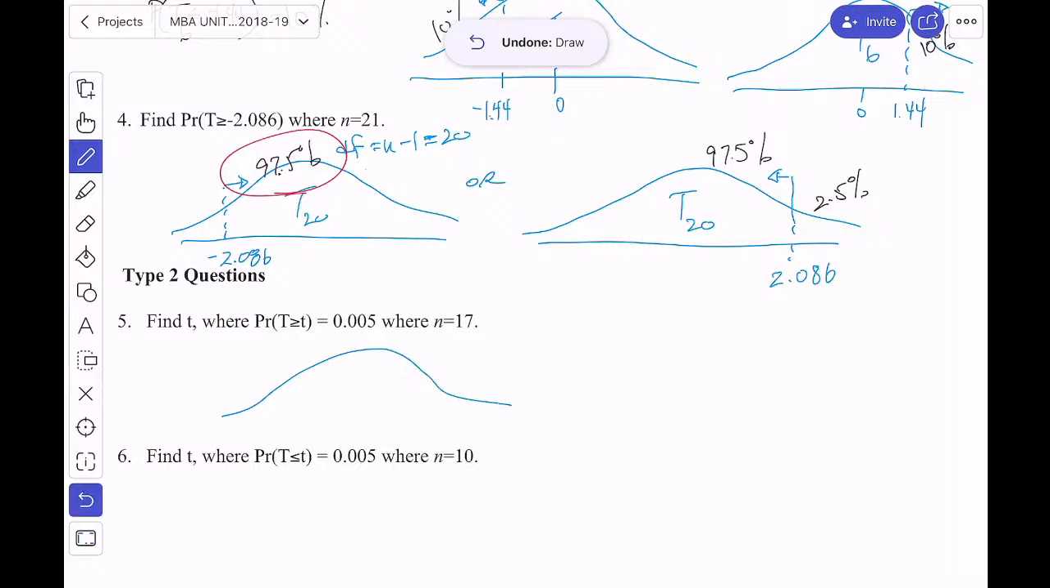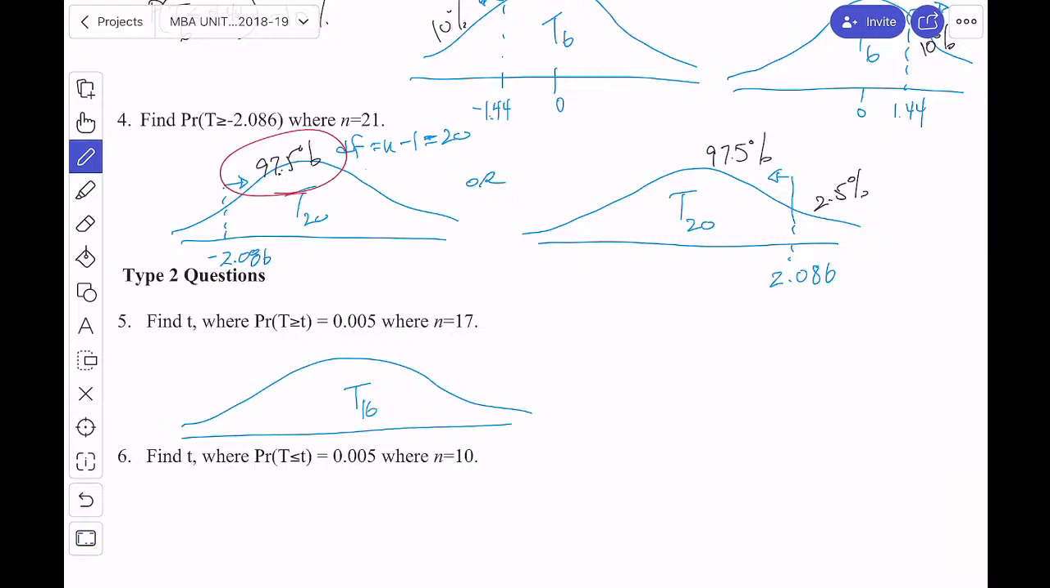I'm going to draw here in case I need the space. So this is for T16, right? Because degrees of freedom is n minus 1 equals 16. And they're telling you that at this value that I want, there's 0.5% to the right. So I'm going to draw it here. And I want to find t to make 0.005 or 0.5% on the right.